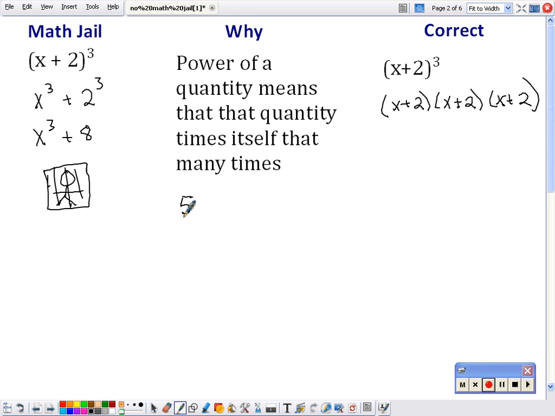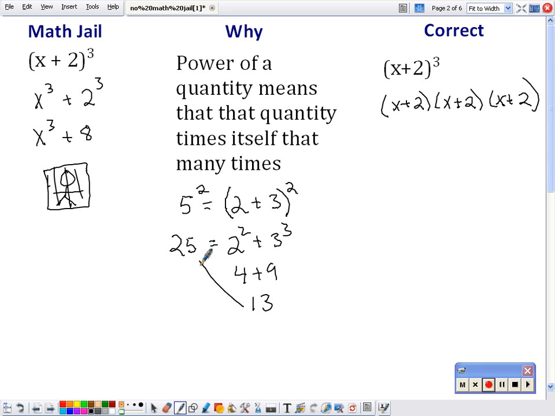Let's say we have 5, and we know that 5 is equal to 2 plus 3. Let's say we're going to square both sides. I'm going to put the 2 plus 3 in parentheses. Well, we all know that 5 squared is 25. But if I square 2 and I square 3, I get 4 plus 9. 4 plus 9 is 13. It is not 25.